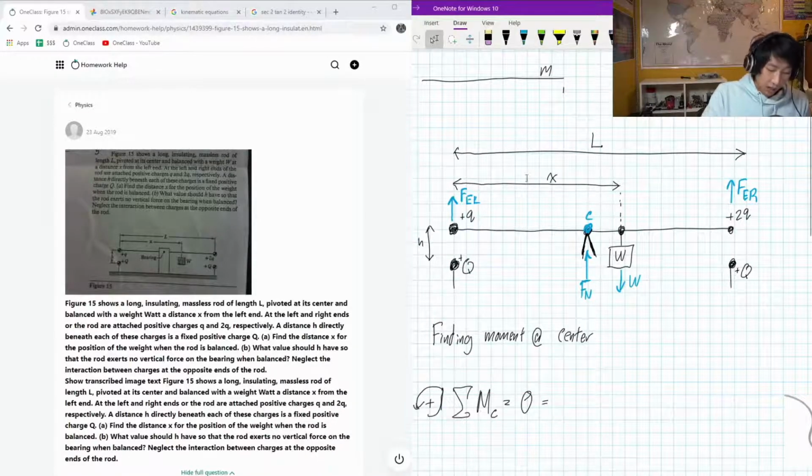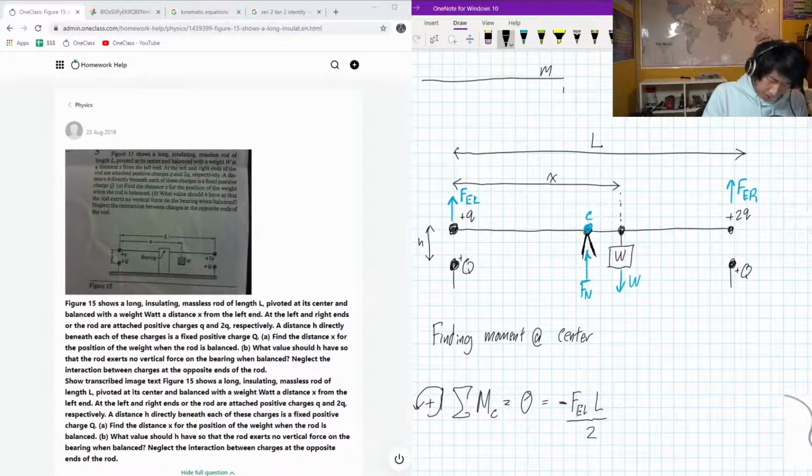Taking a look at the left force here, let's see how this is going to have a moment. If this force was to cause rotation, it would cause us to rotate in the clockwise direction. That's going to be a negative term. So that's going to be negative F_EL, multiplied by the distance that it is away from the center, which is 1/2 of L, L over 2.